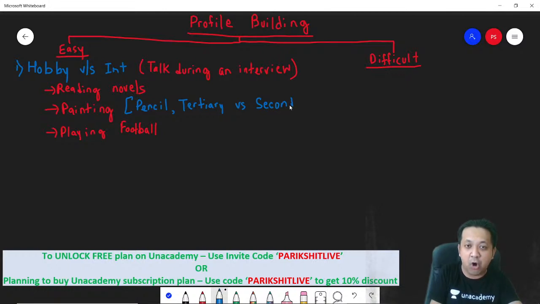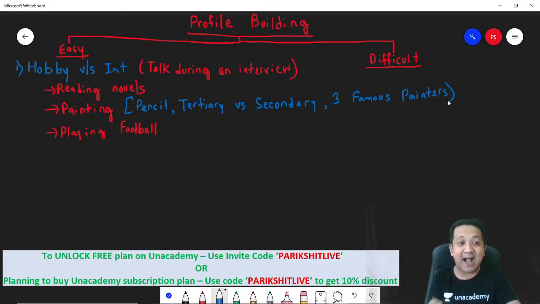If you say your hobby is painting, I'm just giving you examples. Do you know the names of three famous painters, and what are they famous for? I'm just talking about the kind of questions that one might ask you. If you say it's playing football, it's not about how the football is played. They might ask you which footballer you like, and why?